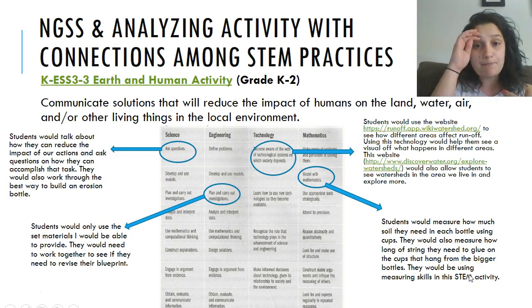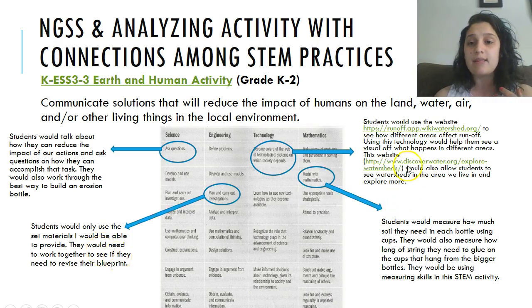The standard that I chose was an NGSS standard, which is for K through 2nd grade, about communicating solutions that will reduce the impact of humans on the land. How I would use this with my students is they would talk and ask questions of each other in little groups, and then they would use the set materials that I would provide, and they would need to work together to revise their blueprint. And then they would use technology.